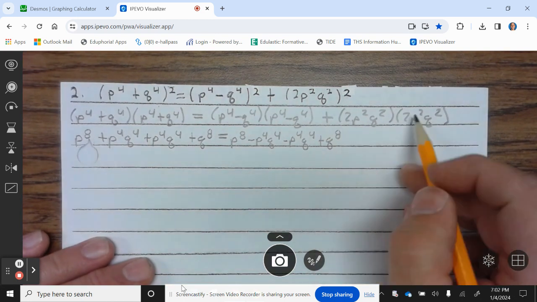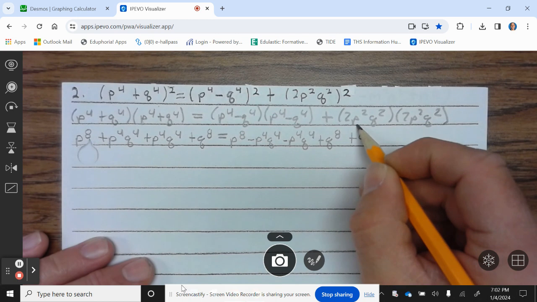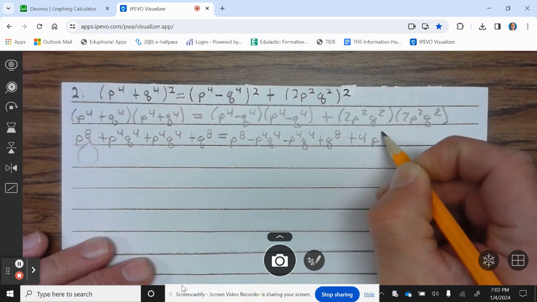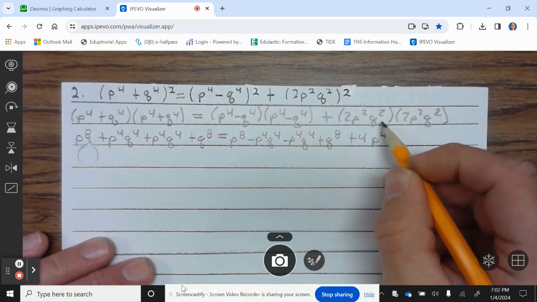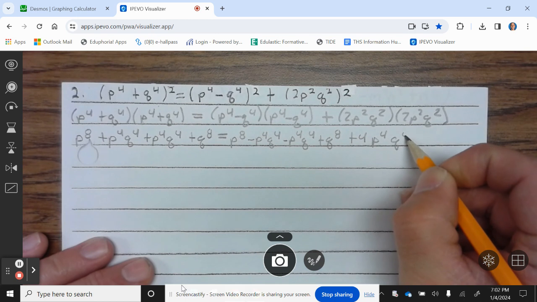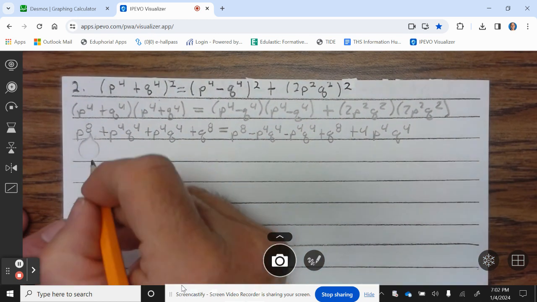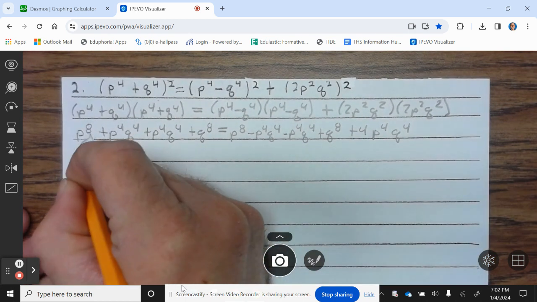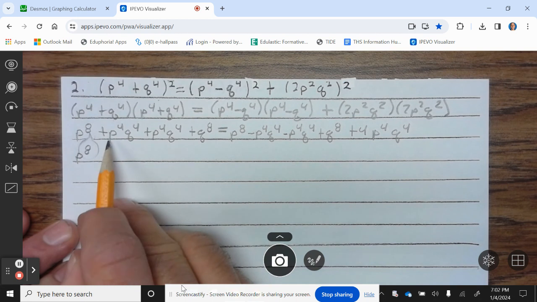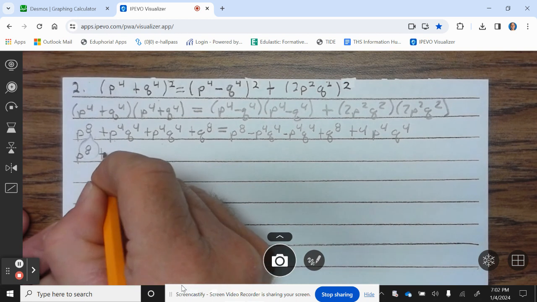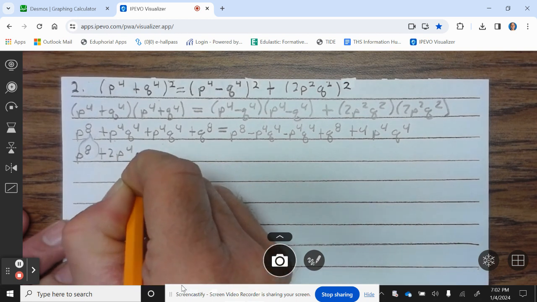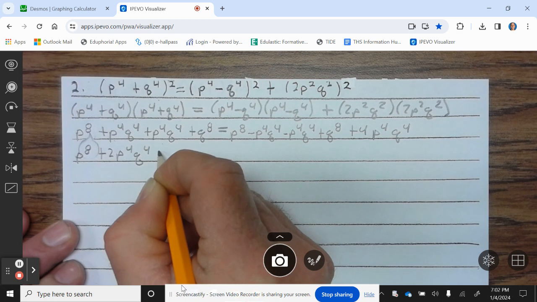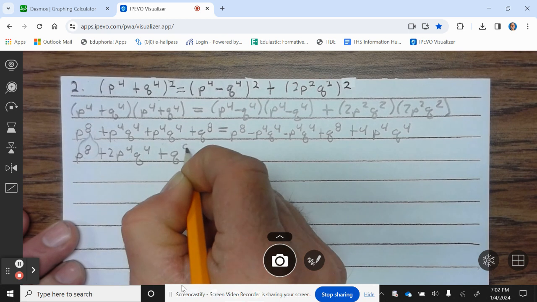And then 2 times 2 is plus 4. P squared times P squared is P to the fourth. Q squared times Q squared is Q to the fourth. So then we have P to the eighth. This plus this is 2, so it's plus 2P to the fourth, Q to the fourth, plus Q to the eighth.